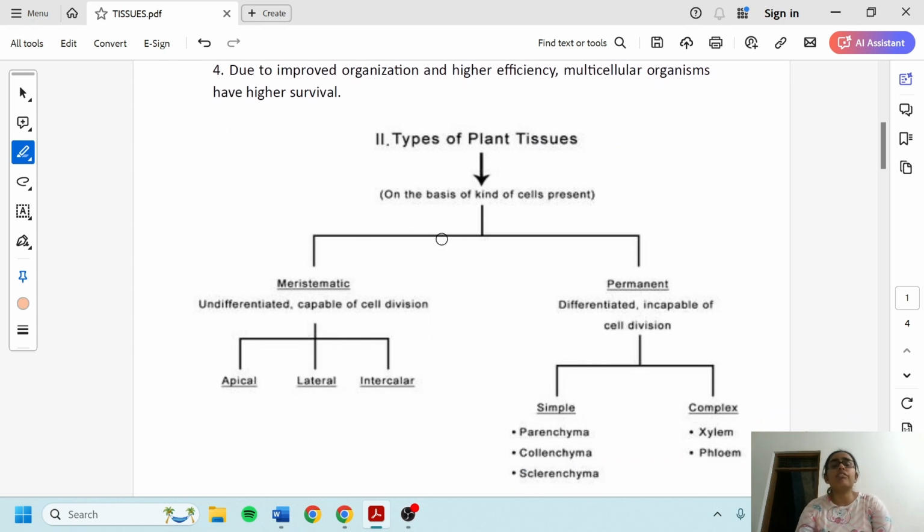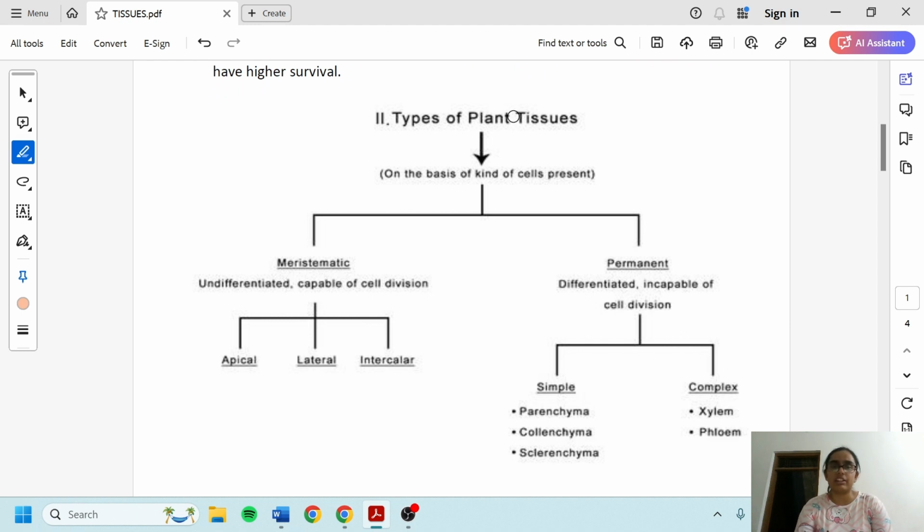It means that we have improved our organization, and as each cell performs different functions, there is higher efficiency. For example, if you have to pick five bricks, you will get tired easily. Whereas if I say you have to take one brick at a time, you will be able to carry it far. Therefore, there is higher efficiency and multicellular organisms have a higher survival rate.